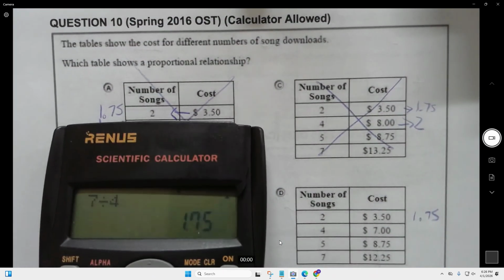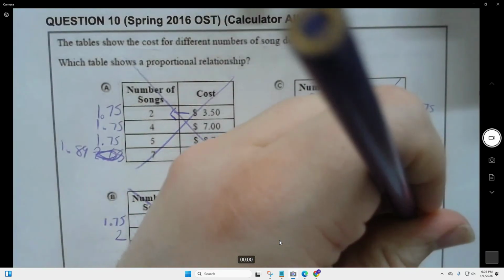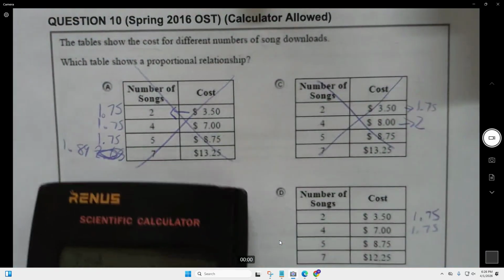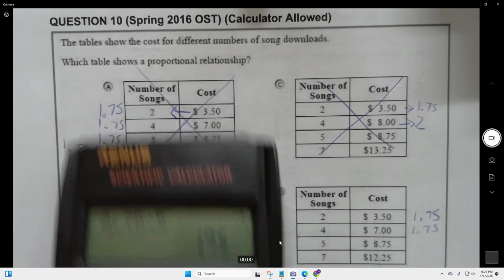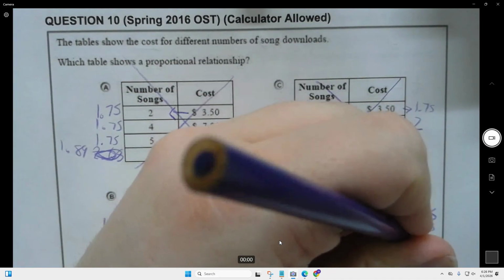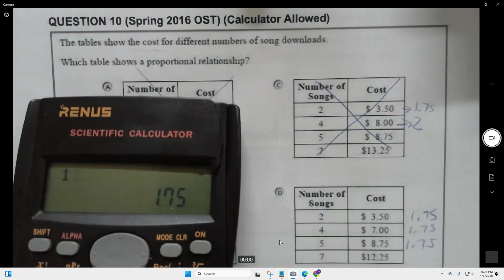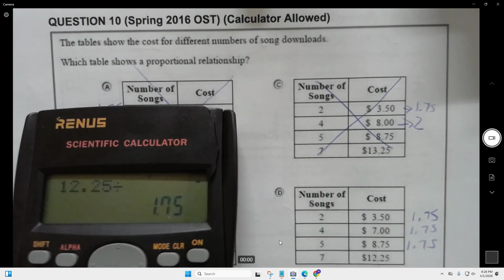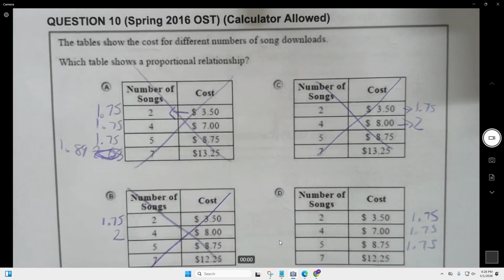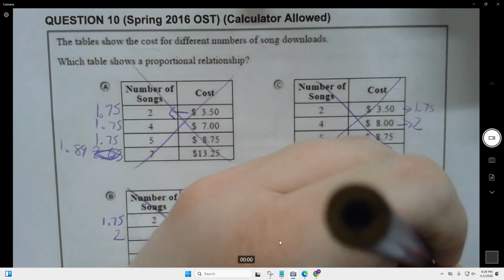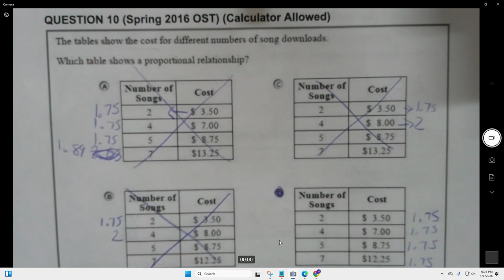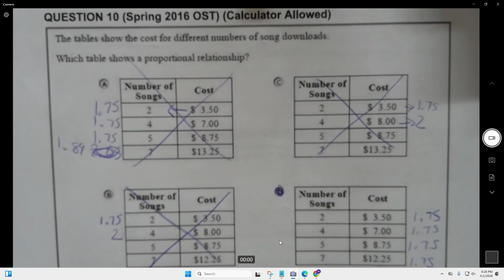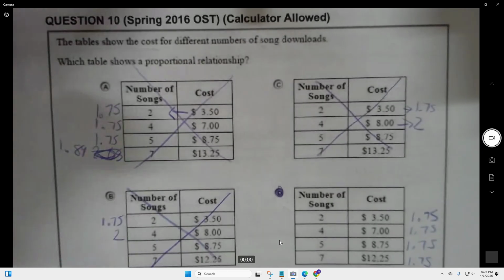7 divided by 4, 1.75. 8.75 divided by 5 is 1.75. 12.25 divided by 7 is 1.75. That is our proportional relationship. It's D. It's the only one that has the same constant of proportionality all the way down.